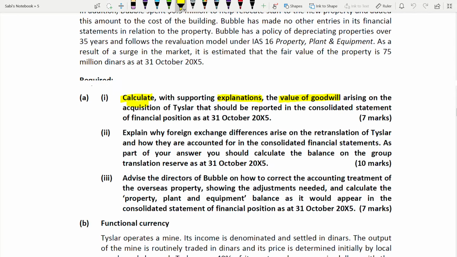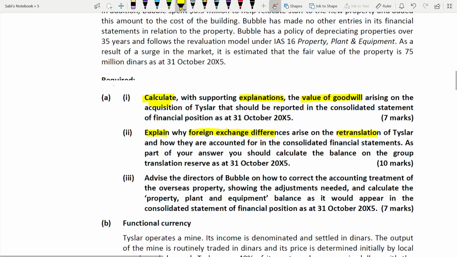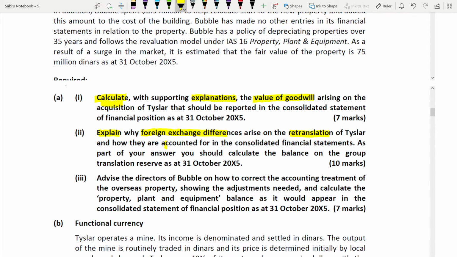Second part, explain why the foreign exchange differences arise on the retranslation of Tesler and how they are accounted for in the consolidated financial statements. So you have to explain. Explain means not with numbers, but you have to write also why foreign exchange differences arise on retranslation, and how they are accounted for in the consolidated financial statements.